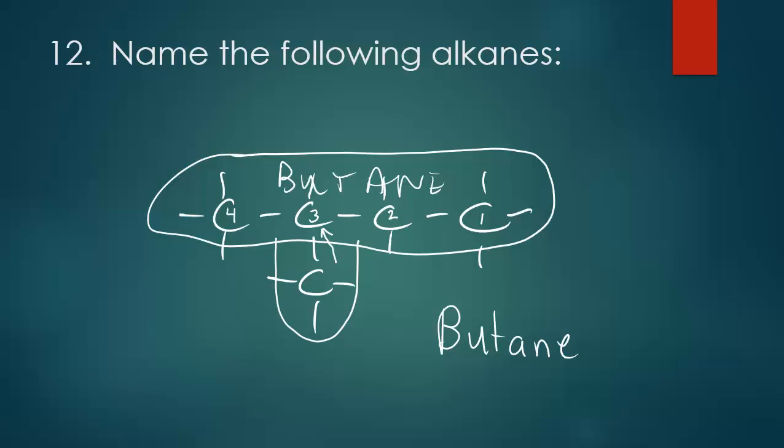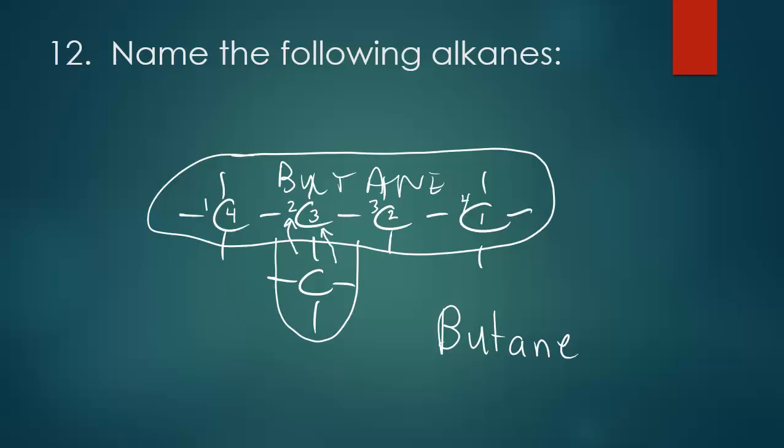But we're not Asians here. Asians read from right to left. We're Westerners. We like to read from left to right. So if we number it this way, then it's on the second carbon. So which one is correct? And is there a correct answer? The answer is yes, there is a correct answer. Which one's correct? The smallest one. So you need to number this chain in such a way that the branches are always on the smallest carbon.